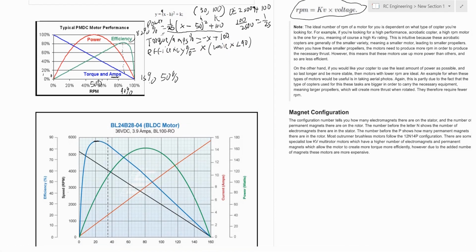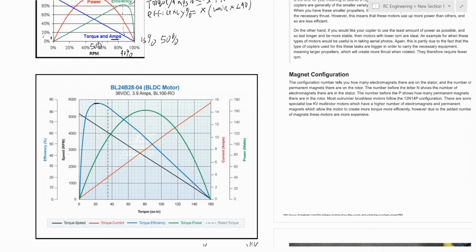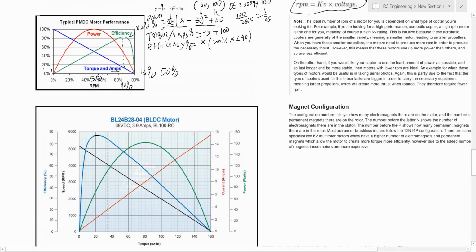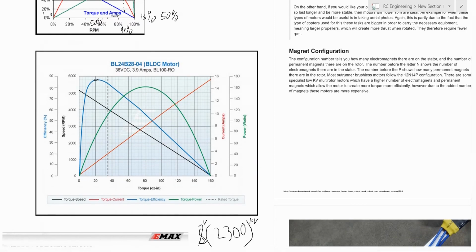So, looking at that, let's go ahead and look at a real example of an actual motor that has been tested in real life, as this is an ideal or typical motor performance. So let's take a look at the brushless.